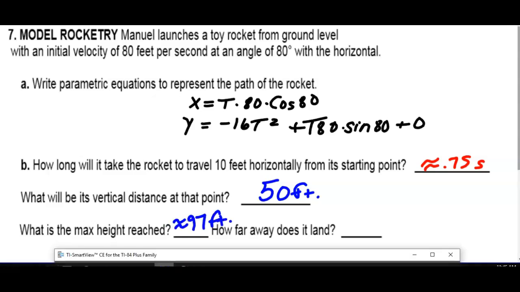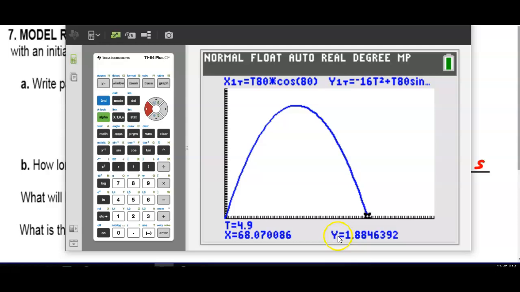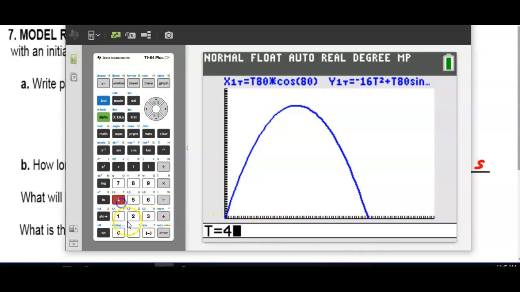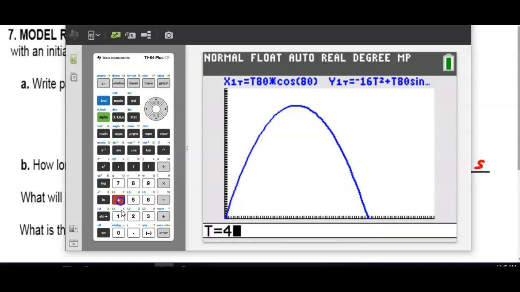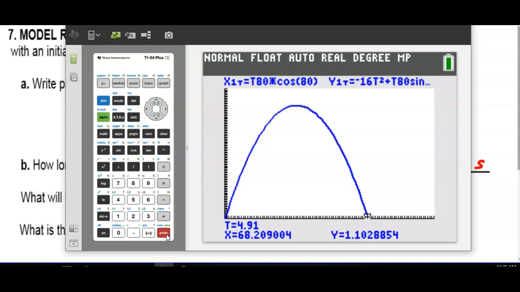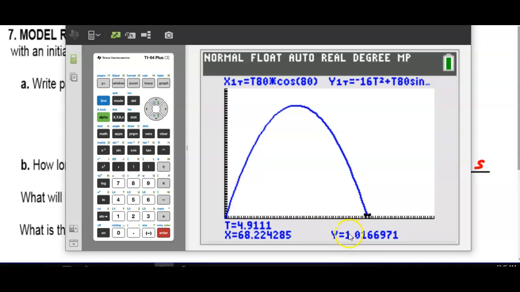How far away does it land? So the Y value or height needs to be as close to 0 as we can make it. Pretty close here. If we wanted to make this 4.93, I don't know, I'm just guessing. Okay, now it's underground. 4.91. You could just say the answer was 4.9. It doesn't matter. It's still 1 foot off the ground here.